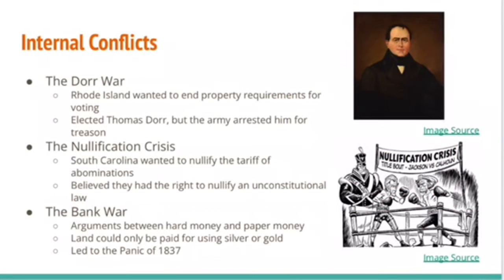The challenge to eliminate property qualifications for voting was at an all-time high during the early 19th century. The Dorr War reflects this challenge in Rhode Island, where the people elected Thomas Dorr as their new governor. They also drafted a new state constitution that ended property requirements. Dorr would be arrested by the Federal Army for treason.